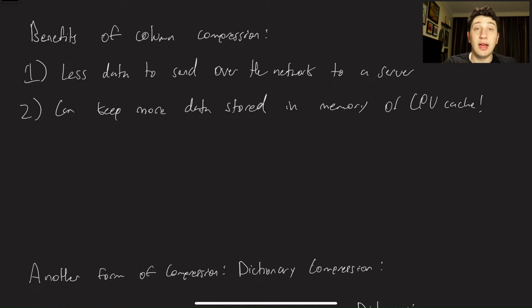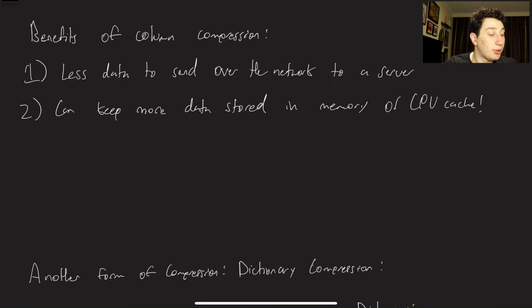Well, for starters, there's a lot less data that actually has to be sent over the network if I am, say, trying to do some analytics on a column and I want to load all of those values onto my personal computer. It means that that query is going to run a lot faster, which is super useful if you're a data scientist and you want to speed up your workflows.